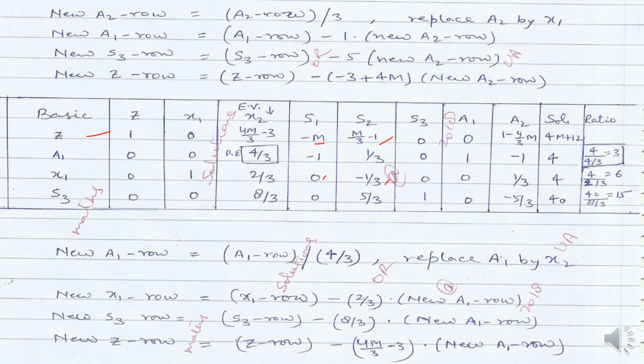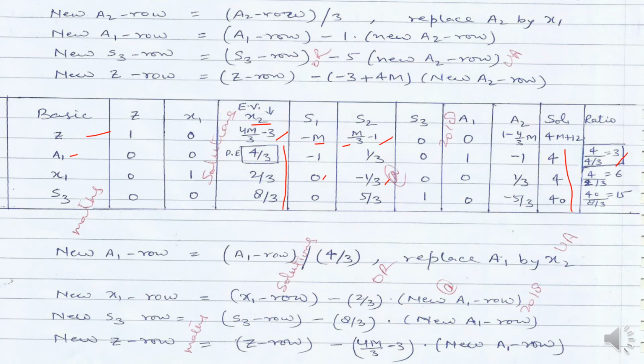Again we check which one is the most positive. If a positive element is there in the z row, we see yes, there are positive values. This one is positive, that is 4m upon 3 minus 3. Then m by 3 minus 1 is positive, and the rest of them are either 0 or negative. So 4m upon 3 minus 3 is most positive. This becomes our entering variable. x2 is the entering variable. We find out with the help of this pivot column and solution column the minimum ratio, which is 3, and corresponding to 3, a1 is the variable which will be the leaving variable.